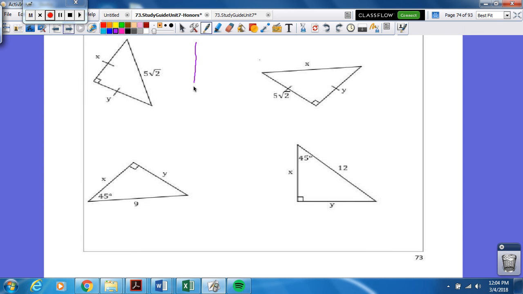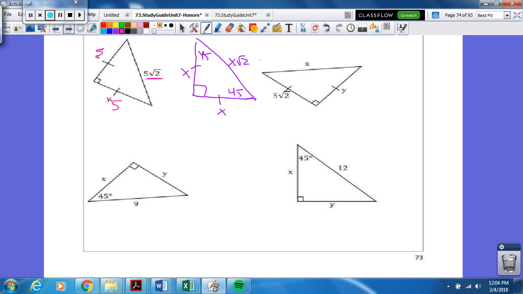Alright, so we got this. I'm going to draw my little picture off to the side. Isosceles, 45, 45, x radical 2. The more I write it, the more I remember it, because it's going to get a little tricky in a second. So this is 5 radical 2. What are x and y? Ready, set, pause the video. What do you got? Yeah, you're right. They're both 5 radical 2.